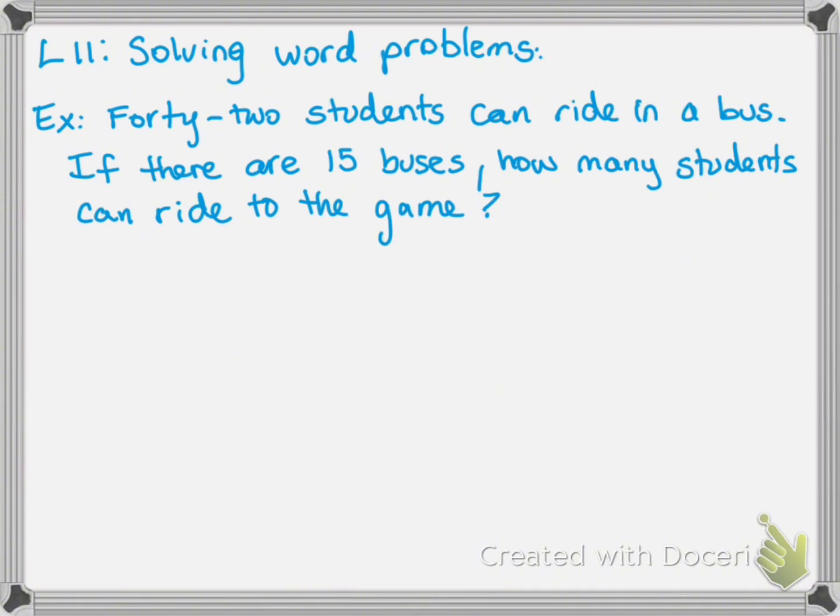So we have a set amount. We have 42 students that can go in each bus, and we have 15 buses. So what we have to do is multiply 42 times 15, because that will tell us how many students total can go in those 15 buses. So we multiply.